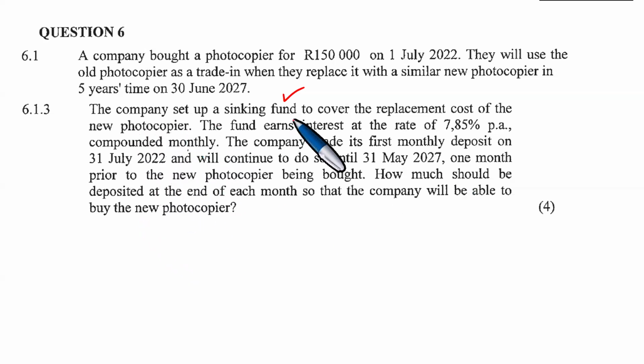The company set up a sinking fund to cover the replacement cost of the new photocopier. The fund earns interest at a rate of 7.5% per annum compounded monthly. The company made its first monthly deposit on 31 July 2022 and will continue to do so until 31 May 2027, 1 month prior to the new photocopier being bought. How much should be deposited at the end of each month so that the company will be able to buy the new photocopier?